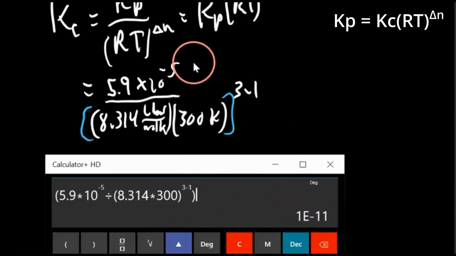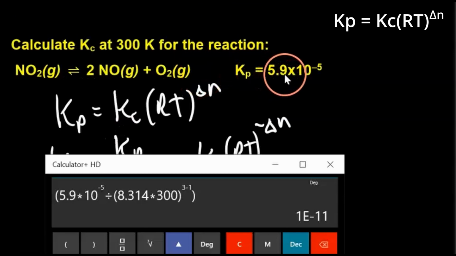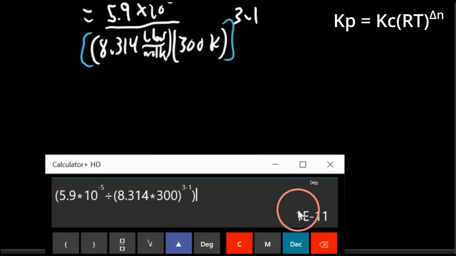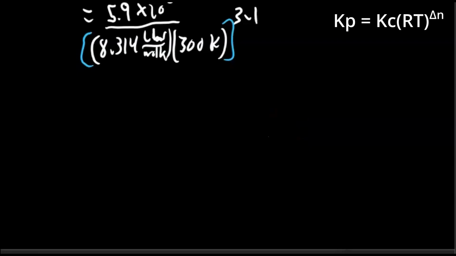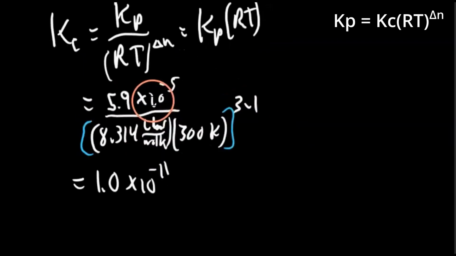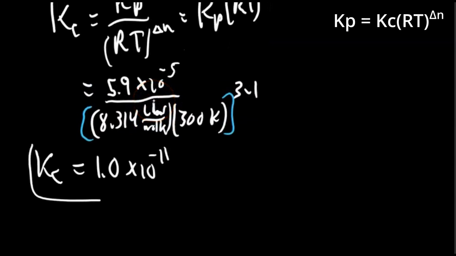This gives us 1 sig fig, but we need to use our brain. We know that there's 2 sig figs here, so we're going to say it's 1.0 times 10 to the negative 11, which is our Kc.